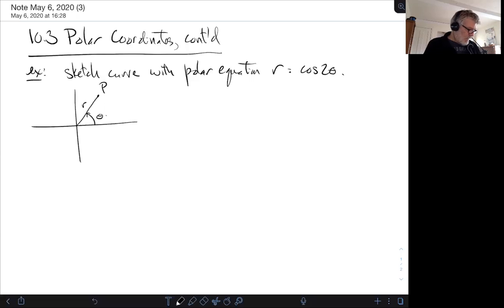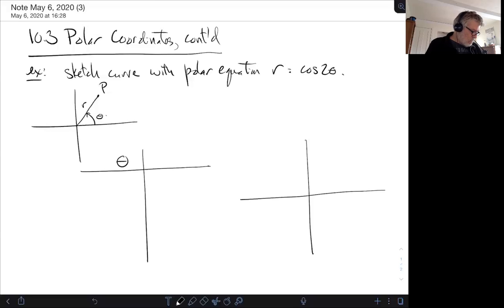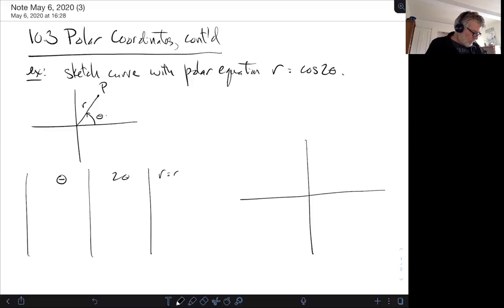So let's take a look at this. I'll be sketching my curve over here. I'll have my angle theta like this, and I'll look at 2 theta, and r equals cos 2 theta.